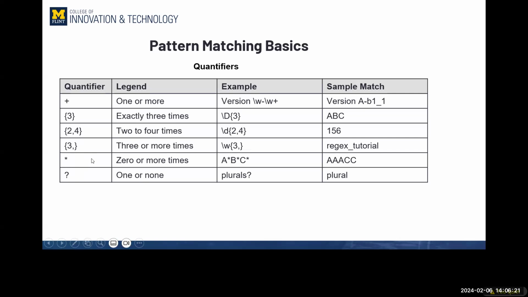The star says that the item should be there 0 or more times. For example, we are looking for A star, B star, C star. This means the A should be 0 or more times, the B should be 0 or more times, and the C should be 0 or more times. And the question mark says it is 1 or none.